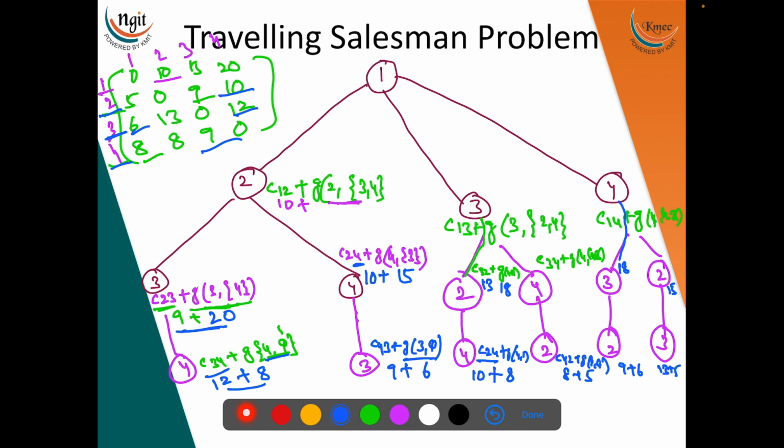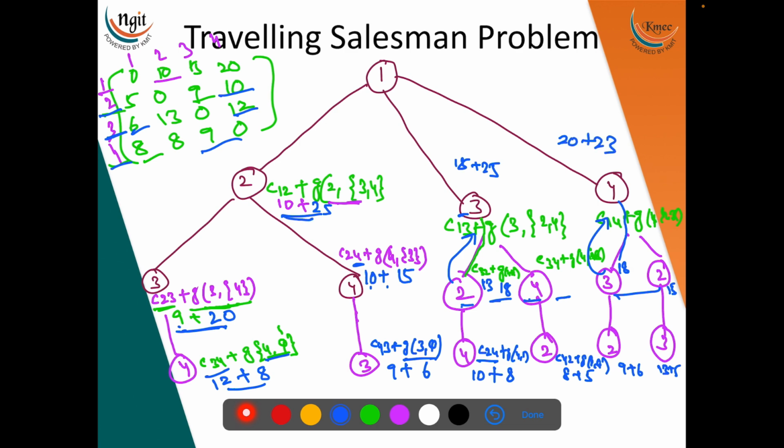Now again send it back. So here 10 plus which is minimum? 9 plus 20 is 29. 10 plus 15 is 25. Which is minimum? That cost will be taken here. 25 is minimum. Again from these vertices, whichever is minimum, that comes back. Among these three, whichever is minimum, it will come back.